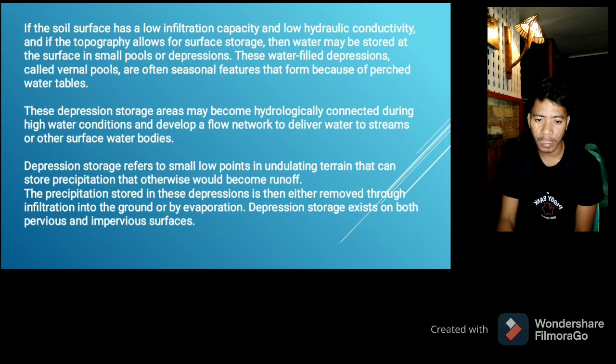If the soil surface has low infiltration capacity and hydraulic conductivity, and if the topography allows surface storage, then water may be stored at the surface in small pools or depressions. These water-filled depressions, called vernal pools, are often seasonal features that form because of Earth's water tables. These depression storage areas may become hydrologically connected during high water conditions and develop a flow network to deliver water to streams or other surface water bodies.